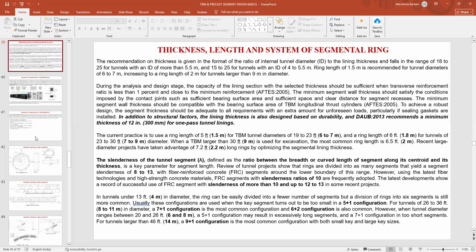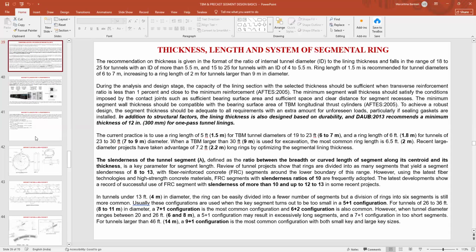Now, what is the ring length that I told you? The ring length can be 1.5 meter for a tunnel diameter of 6 to 7 meter, 1.8 meter if the tunnel diameter is 7 to 9, and for more than 9 meter, we generally go for a ring length of 2 meter. Currently, we also have a ring length of 2.2 meter. Another thing is the slenderness ratio of the tunnel segment, that is the ratio between the breadth and the curved length of the segment. That is very important, because in several projects we specify the slenderness ratio of the tunnel segment. Generally it varies between 8 to 13, sometimes 10, or sometimes between 12 to 13.